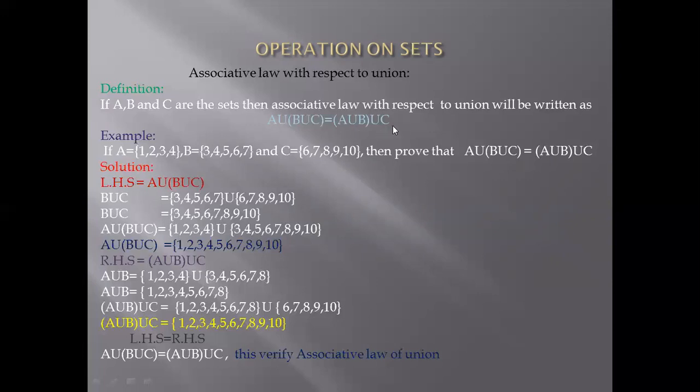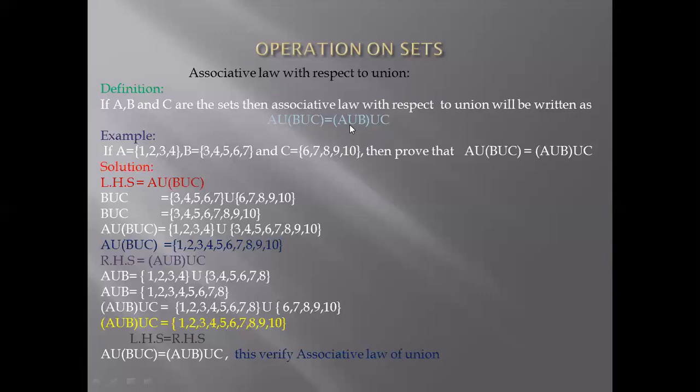So what is the difference between the left and right hand side? You see that B changed the partner. In the left hand side, B is the partner of C, but in the right hand side, B changed the partner and he makes the partnership with A. Or we can say that only we change the brackets. In the left hand side, the brackets are with B and C, and in the right hand side, the brackets are with A and B.